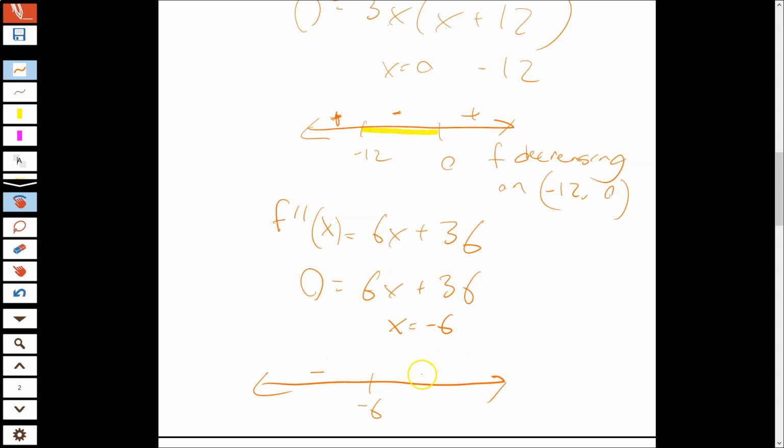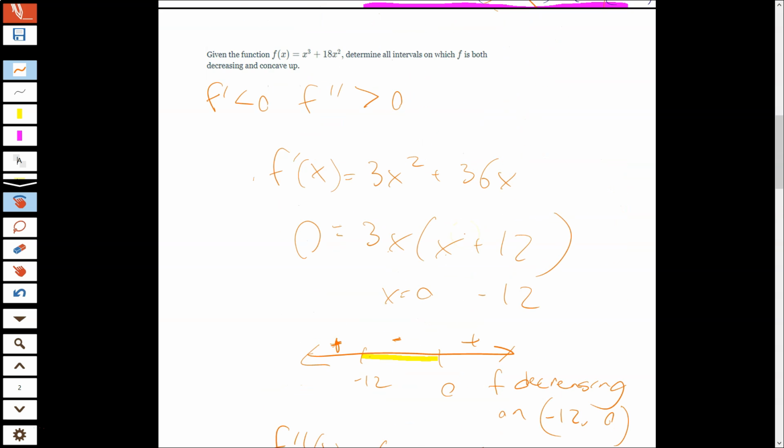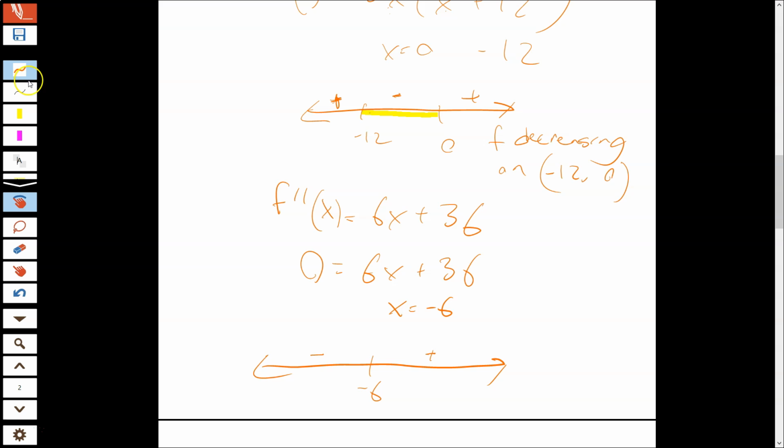If I plug negative 5 into this, let's see, negative 5 times 6 plus 36, I'll get a positive result. Okay. So let's remind ourselves what we were looking for. We want concave up. So we want the positive portion of this. So f is concave up on -6 to infinity. Okay. Now we have to think about where they overlap.